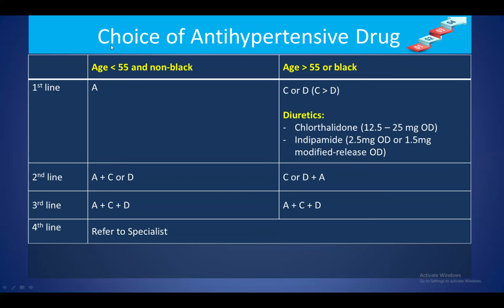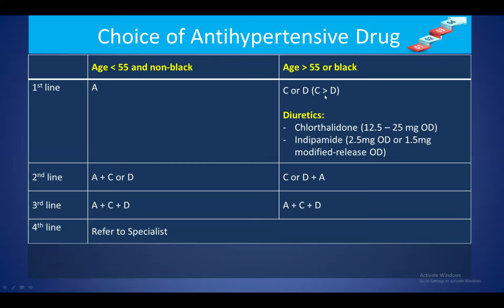This slide is very important for examination point of view. According to NICE guidelines, if age is less than 55 years, then the first line drug is ACE inhibitor. And if age is more than 55 years, the first line drug will be either a calcium channel blocker or a diuretic.